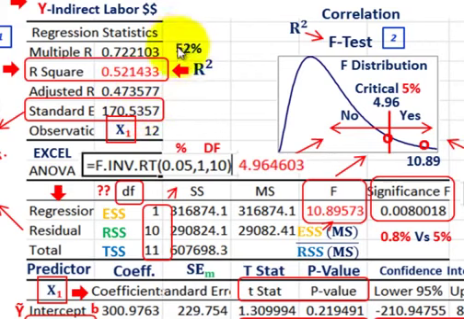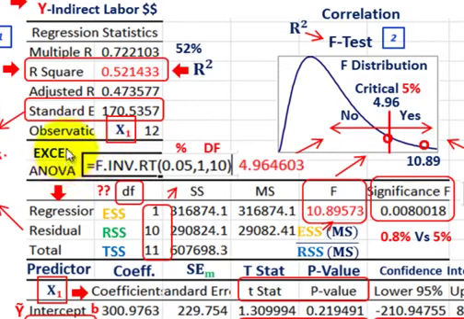So what we have to do is test for our R squared here, and we use the F test for this correlation. So this is based on an F distribution. And what we have to do is determine a critical value. In this case, we're using a 5% significance level. And we're going to come up and we have to calculate that critical level.